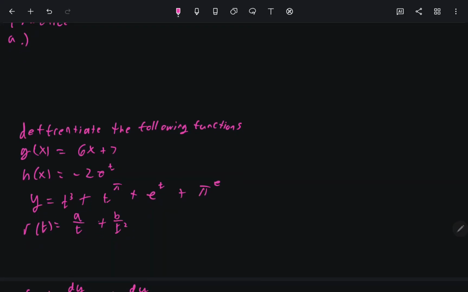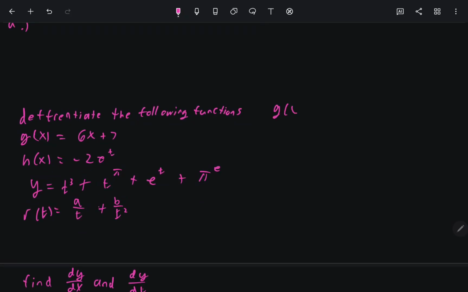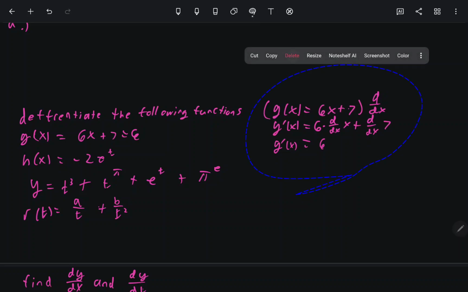So, let's see. We want to find the derivative of the following functions. So, g of x is equal to 6x plus 7. So what we're going to do is we're going to apply the derivative operator. We get g prime of x. We get a constant times by the derivative of x plus the derivative of 7. Alright, well, g prime of x then in this case is going to just be 6. Alright, let's erase our work and continue going.